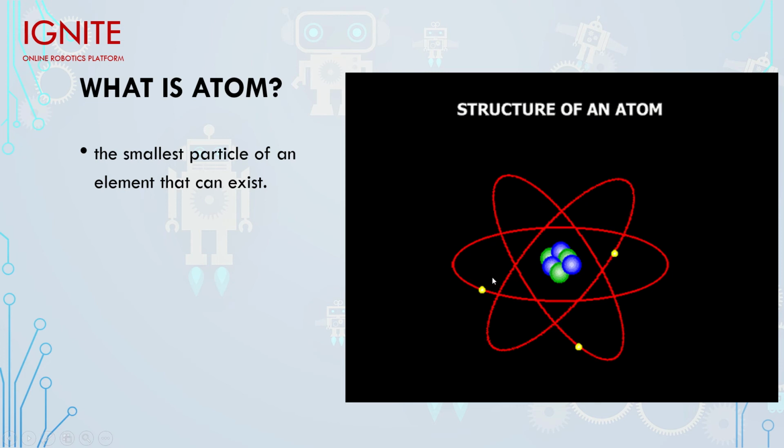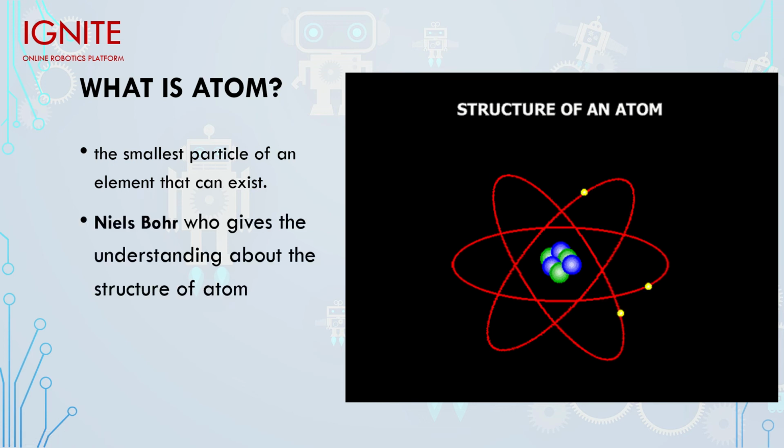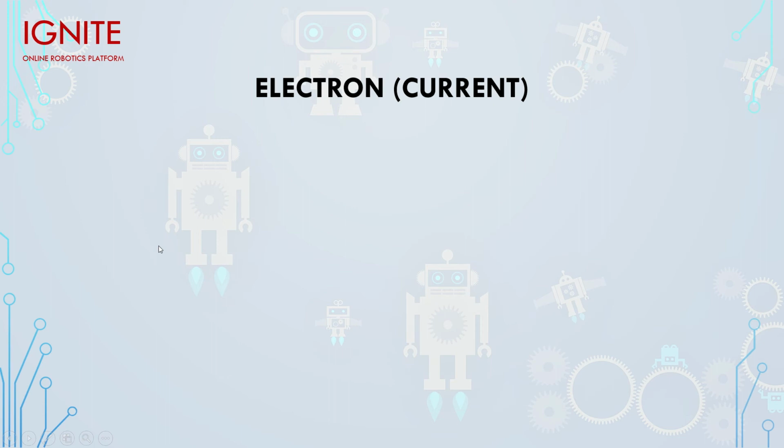So they are moving like the planets are moving around the sun. The sun is at the center. So here there is something at the center that is called the nucleus, and the electrons are moving around it like planets. So that is the way the atom is working. Now, Niels Bohr is the scientist who gave the world the understanding about the structure of the atom.